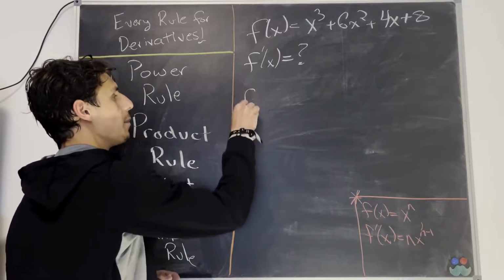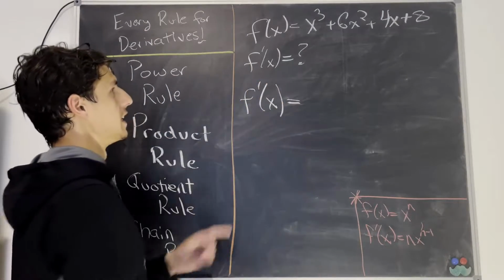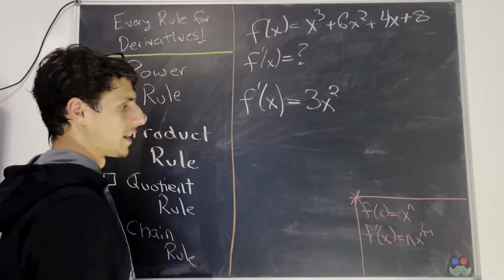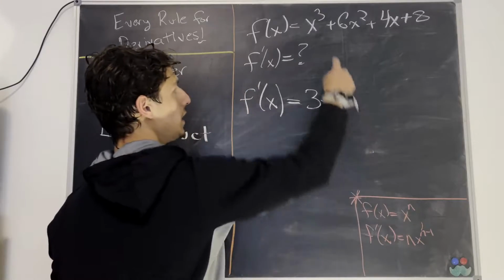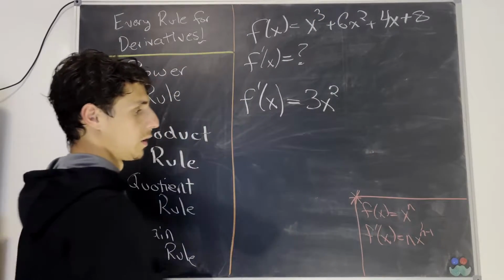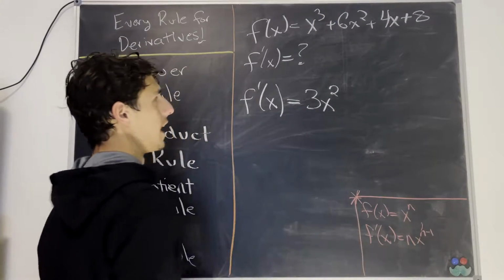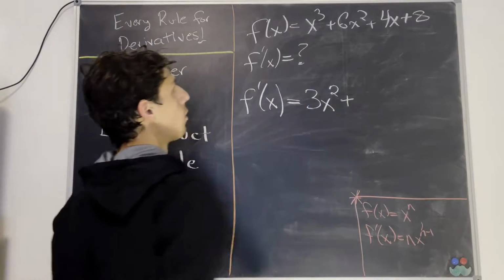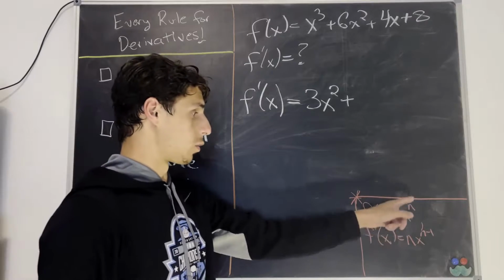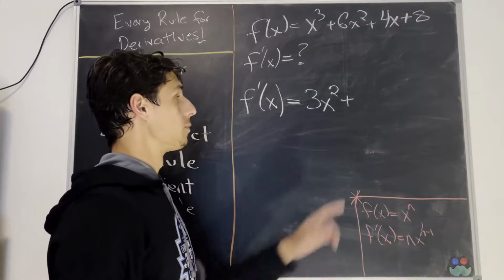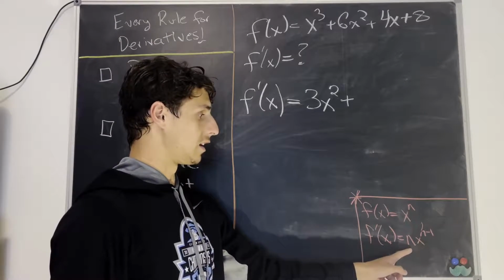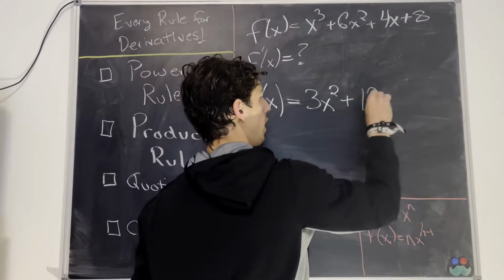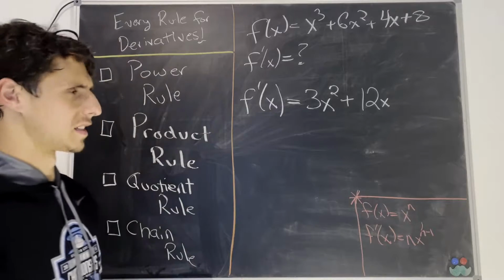So f prime of x in this case is equal to 3x squared. That's by bringing the n down, but our n is 3 in this first case. So we'll have 3 times x to the n minus 1, n being 3, so 3 minus 1 is 2. Same thing here, we'll have 6x squared. X squared is our f of x here. We bring the 2 down, and then x to the n minus 1, that's 2 minus 1, so we'll end up with 12 times x, because 6 times 2 is 12.